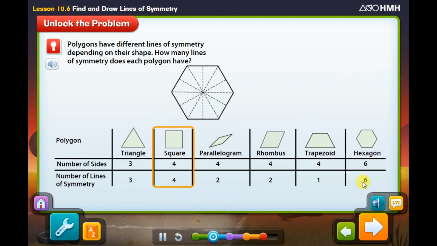The square is also a regular polygon with four sides and four lines of symmetry. So, to recap, for any regular polygon, the number of sides is equal to the number of lines of symmetry. So, it would make our life much easier. Let's see the next page.